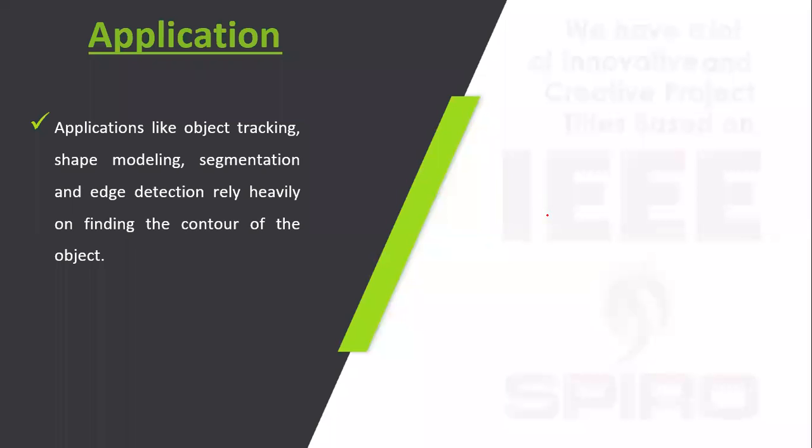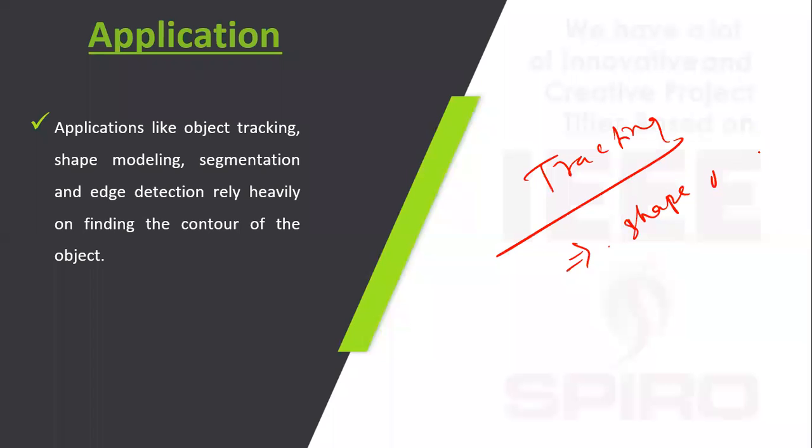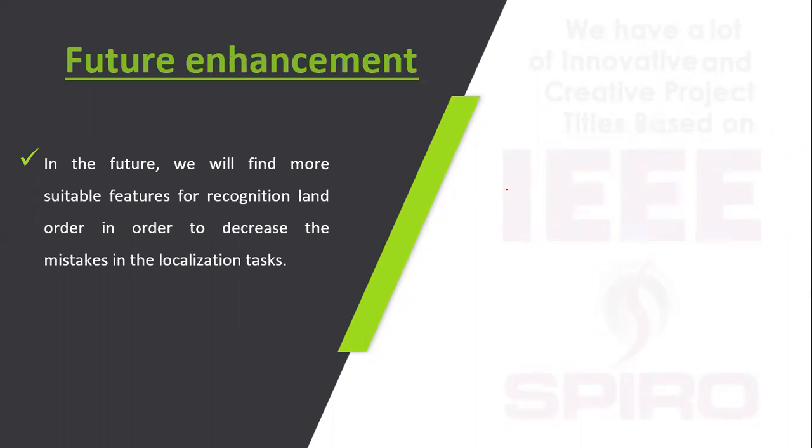So the application is mainly a tracking system and shape modeling. How many areas will be dry land, how many areas will be wetland, this is the main thing. In future, they will use a new algorithm to detect.